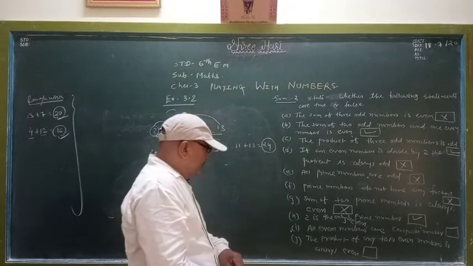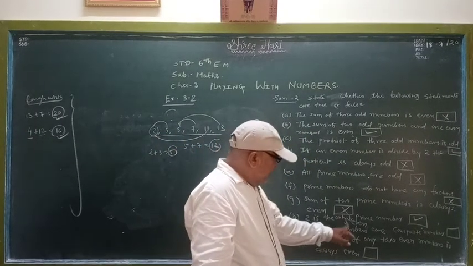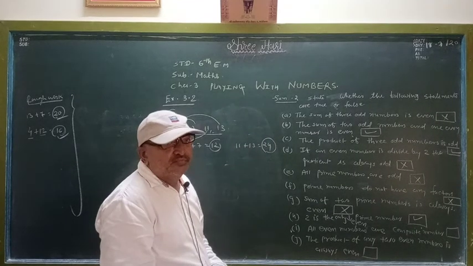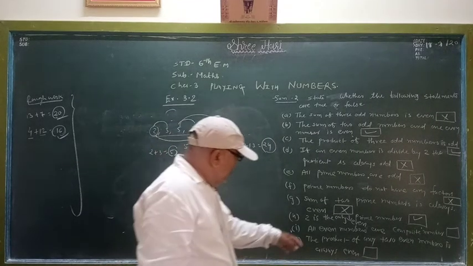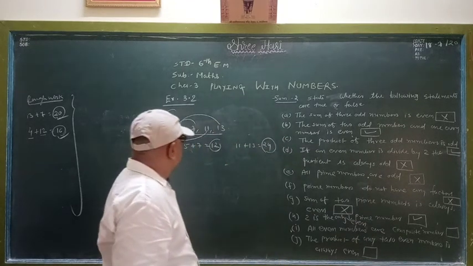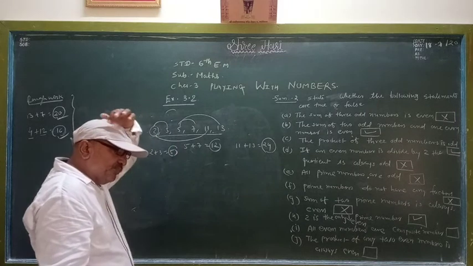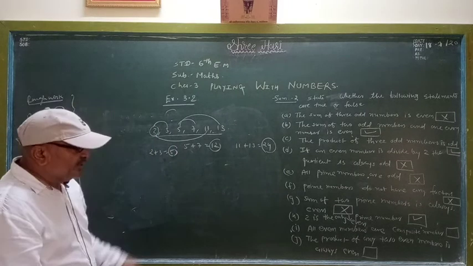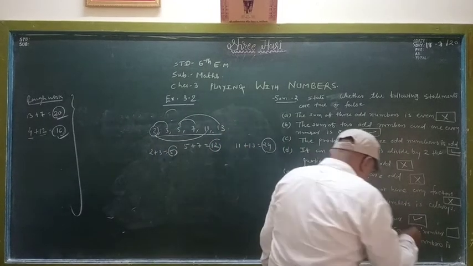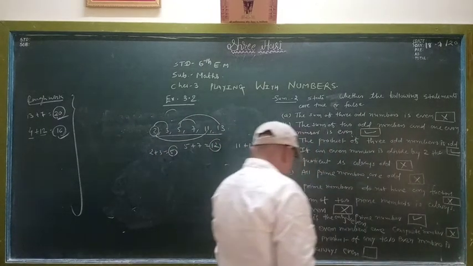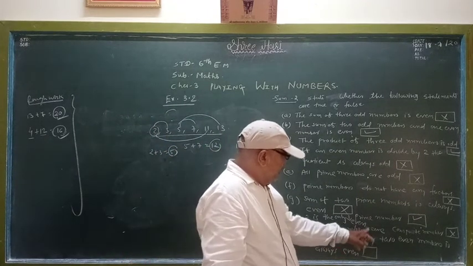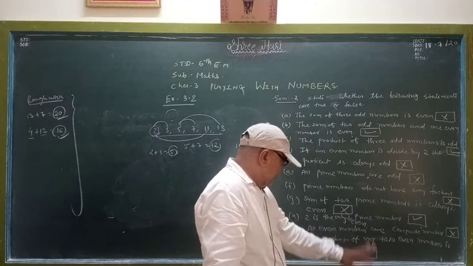Now, all even numbers are composite numbers. It is wrong. Suppose 3 is an odd number, not composite, so it is false. Now last one, the product of any two even numbers is always even.